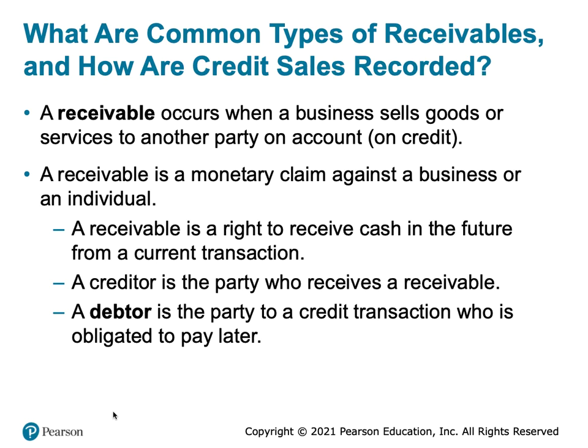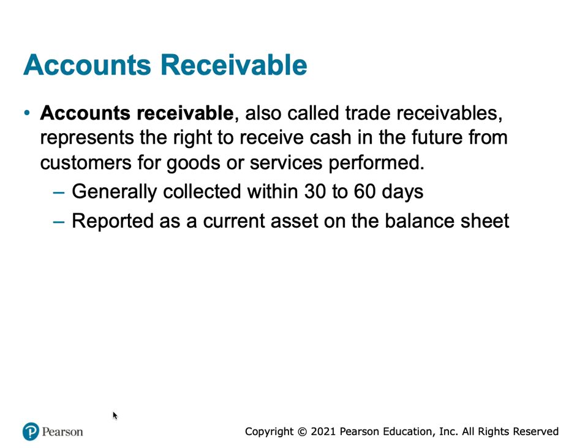And so that's what we've done in previous journals in previous chapters when we hear something like, we performed services for so-and-so on account, or we invoiced a company for providing such services. So accounts receivable is the one that we've already seen, and that's a shorter term type of receivable. So typically we anticipate collecting it within 30 to 60 days. And because it's that shorter time frame, it's reported as a current asset on the balance sheet.